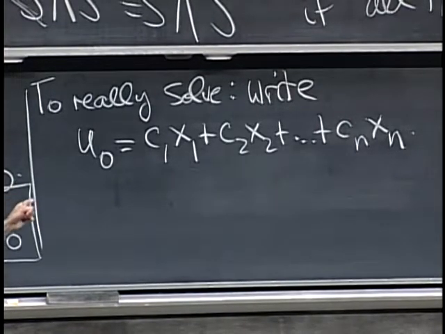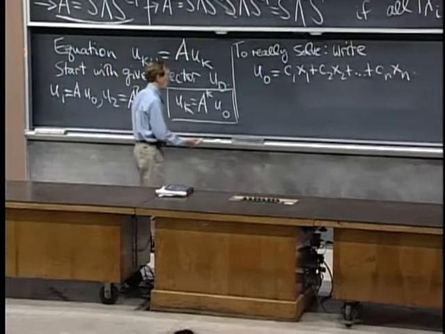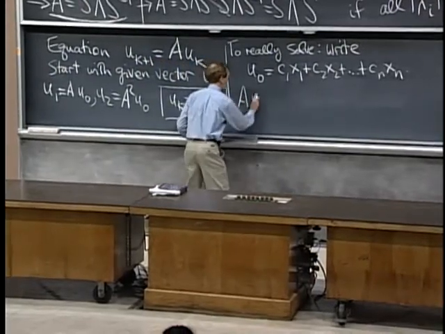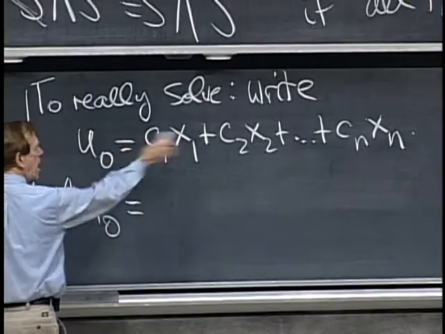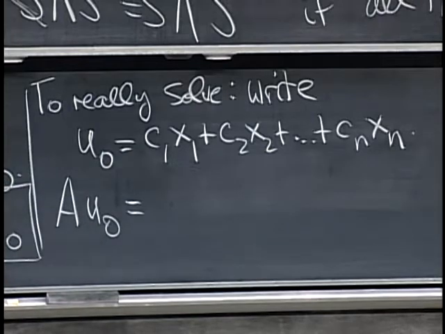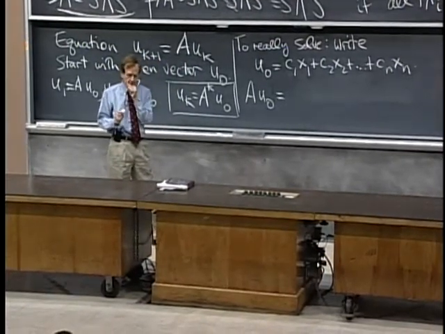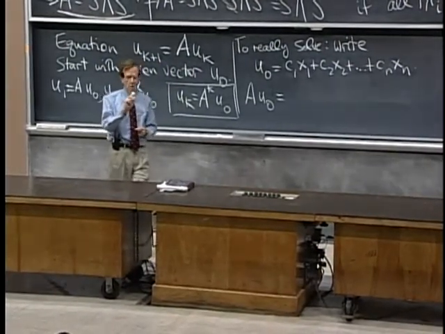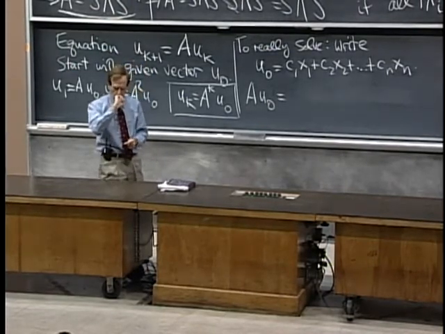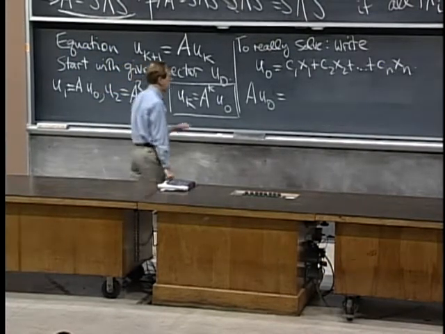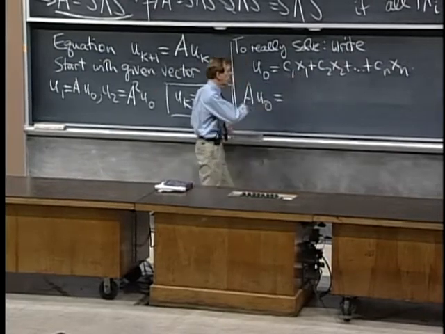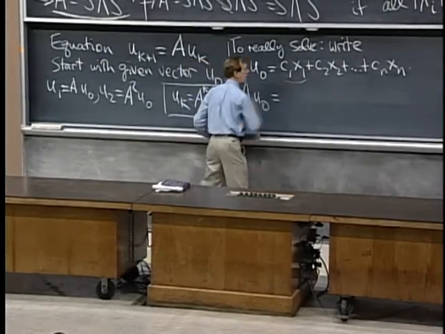Now multiply by A. You get to see the magic of eigenvectors working. Multiply by A, so A u0. A times, I can separate it out into n separate pieces, and that's the whole point. Each of those pieces is going in its own merry way. Each of those pieces is an eigenvector, and when I multiply by A, what does this piece become?